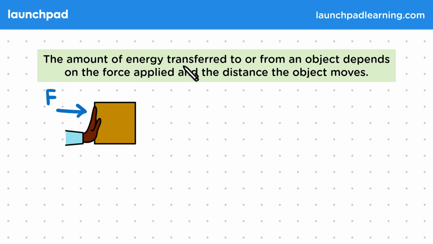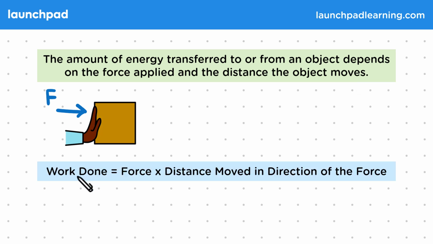The amount of energy transferred to or from an object depends on the force applied and the distance the object moves. Specifically, we calculate this using the equation: work done is equal to the force multiplied by the distance moved in the direction of the force, where the work done is equal to the amount of energy transferred. Also note that we only measure distances in the same or opposite direction to a force. We'll learn more about this elsewhere though.